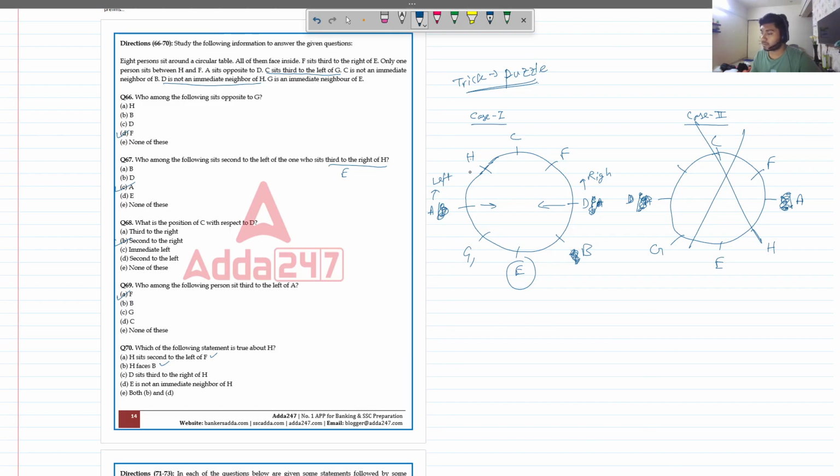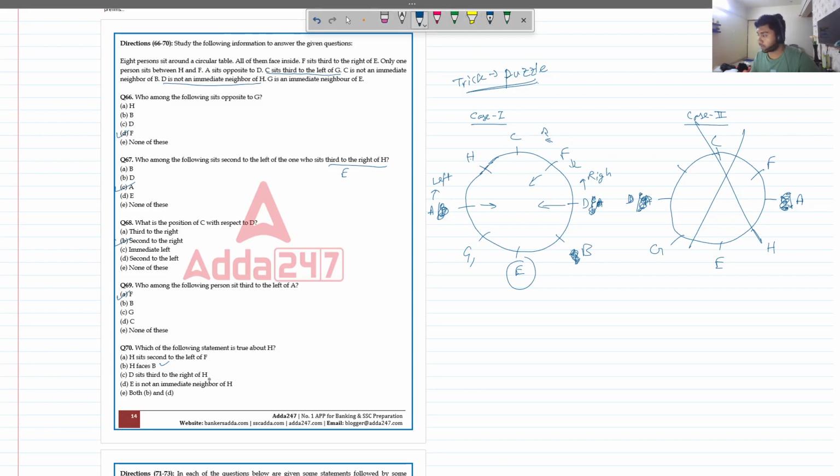No, sorry, H does not sit second to the left of F, because this side is the right side for F. This side is the left side because he's looking inside. So this is the right side and this is the left side. H does not sit on the left. So the first option is not true.